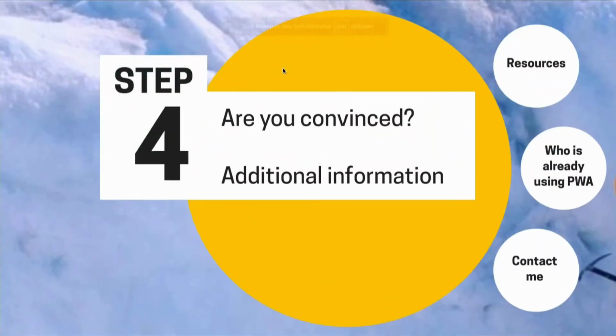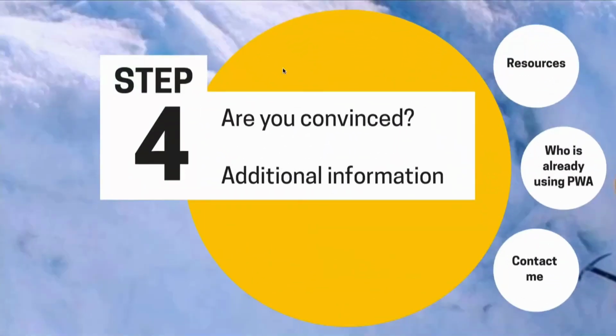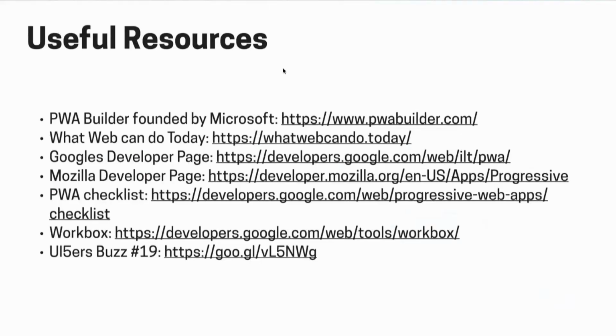So now it's the OR phase. You now all have to OR. Question: are you convinced of PWA applications? Maybe not fully, but with UI5 1.56, 1.58, it should be much simpler to create progressive web applications. And some additional information. Oh, I have 3 minutes left. I'm good in time.